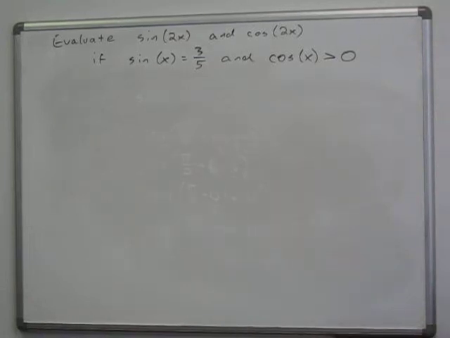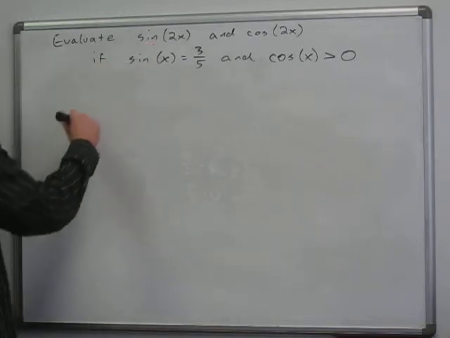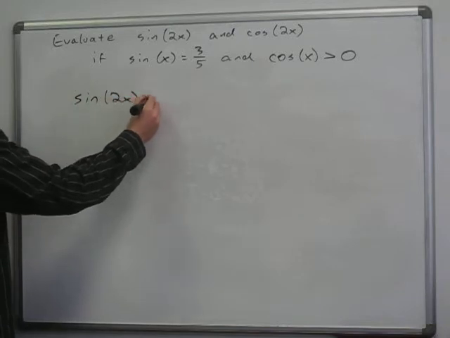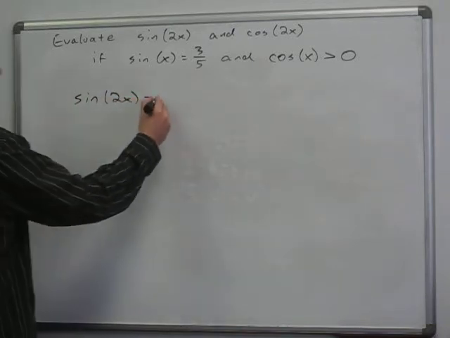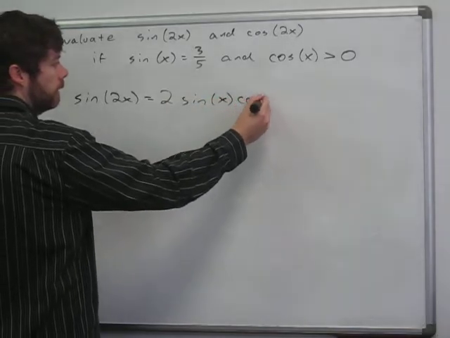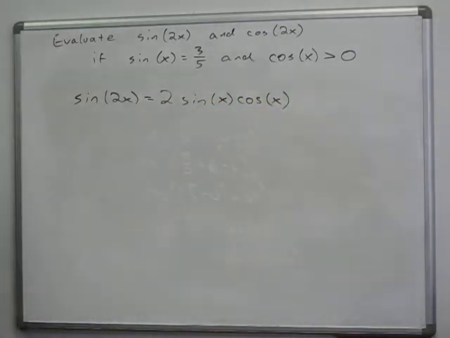Up on the board is a problem asking us to evaluate the sine and cosine for double angles. So certainly we're going to use our double angle formulas. Let's start with the sine of 2x. The sine of twice an angle is 2 times the sine of that angle times the cosine of that angle.